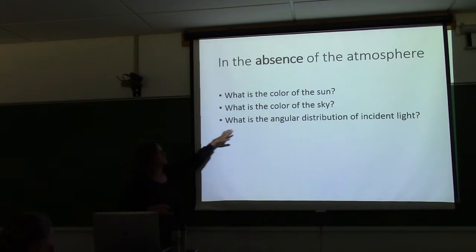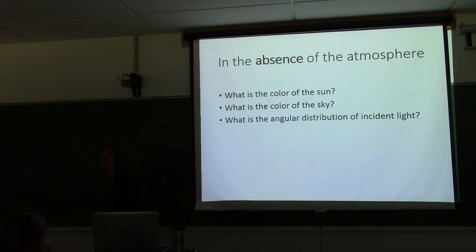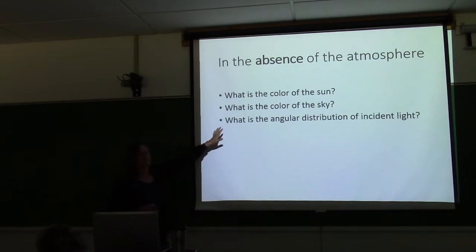And the angular distribution of the light incident on the Earth in the absence of an atmosphere is determined solely by the sun. So whatever the direction of sunlight is, that would be the directionality of the incident light. Okay? And the sun is so far away that by the time its beams of light get here, they're parallel. So you can just look at the direction of the sun, and that's the angular distribution of your incident light in the absence of the atmosphere.